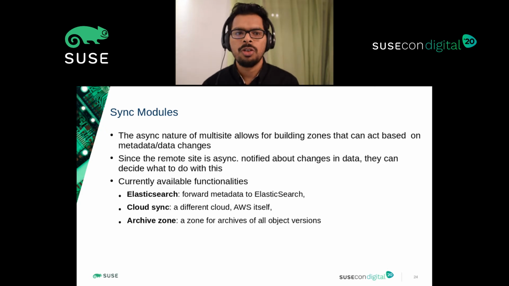So for example, once you know that the data is available on the remote site, you can forward it to something like Elasticsearch, which would allow you to dissect the metadata and do interesting analysis, like querying how many users were created in a period of time, or what your busiest load period is. You even have support for cloud sync, so you can sync to an external cloud system, including AWS itself. And you can have a zone that archives every copy of the data that's ever been created, that supports no deletions, which can serve compliance scenarios.